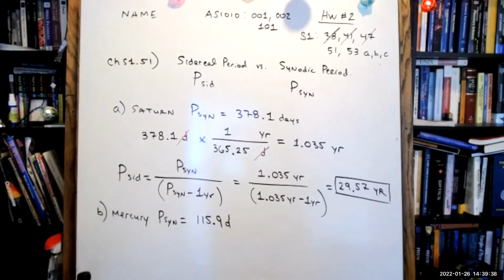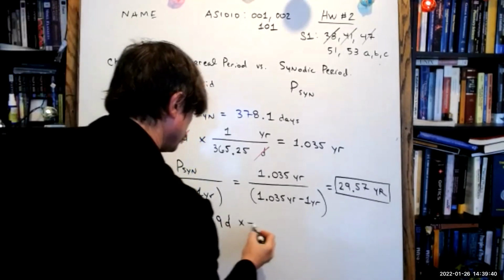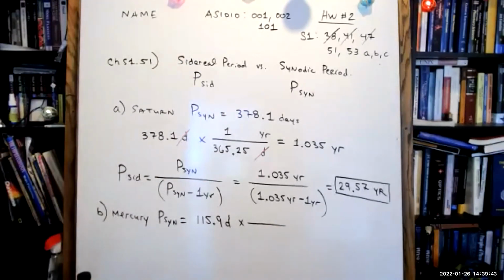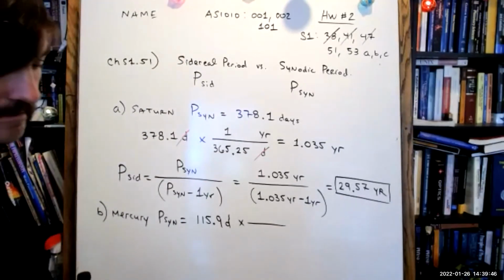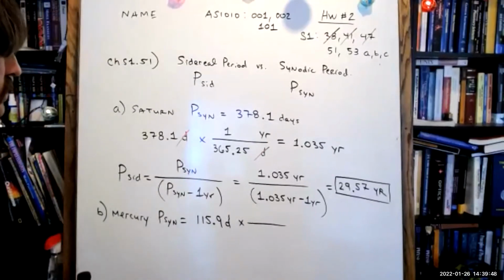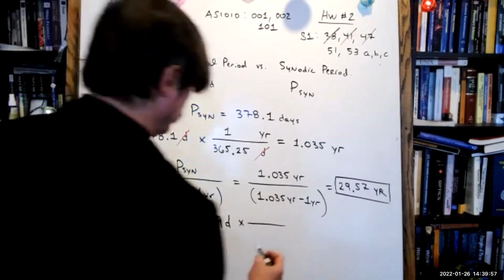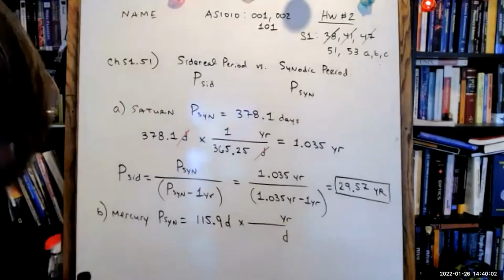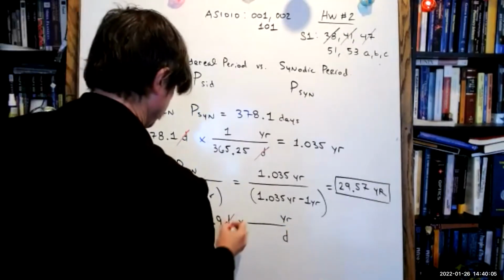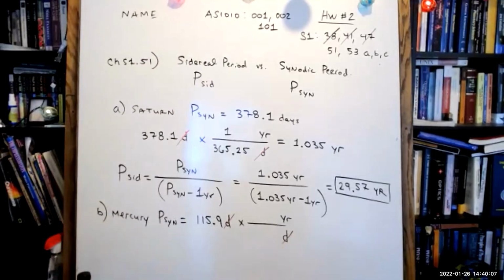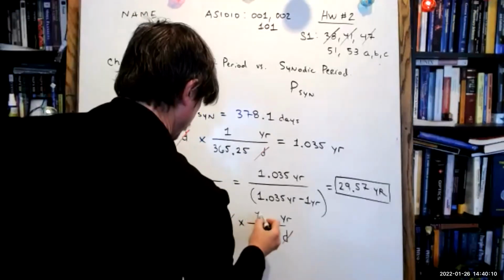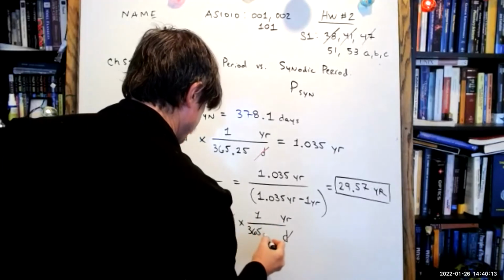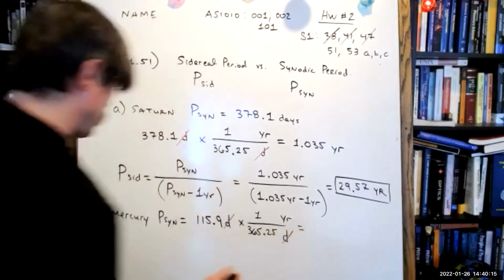Okay, then we multiply by the division bar. Are we going to use the same 1 year over 365.25 days from the Saturn problem? Yeah, but we always do units first and the conversion factor is second. So years over days, and then 1 year over 365.25. That's right. Then we cancel out the days.